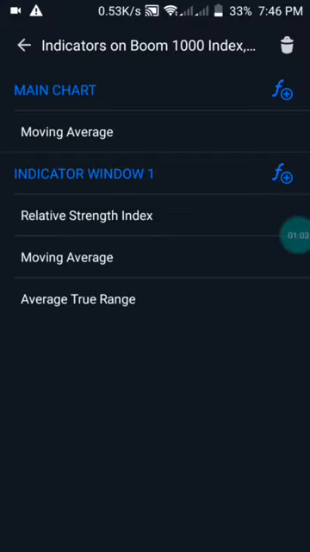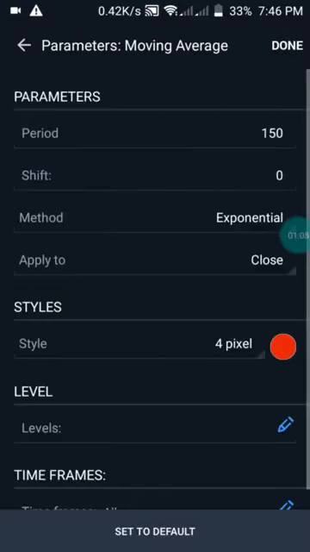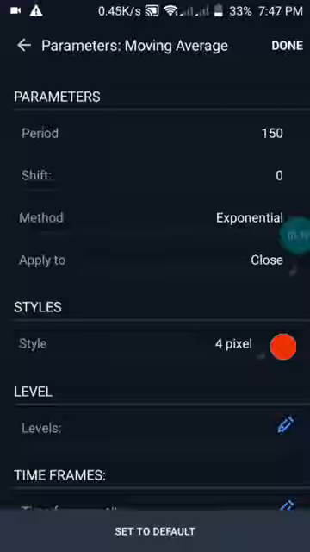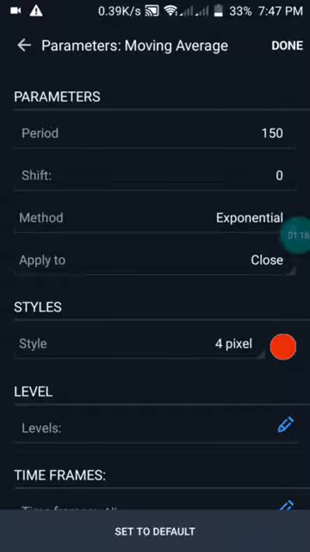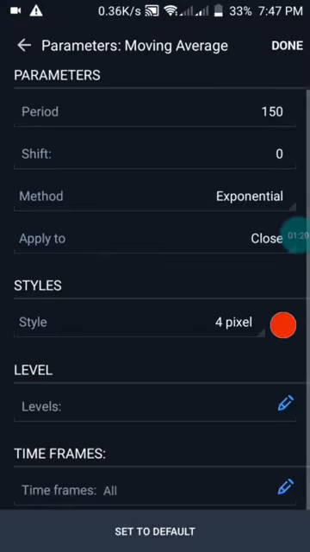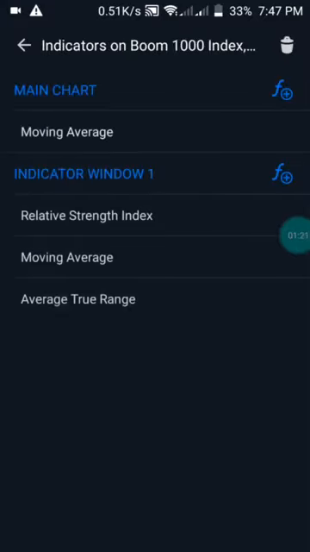On our main chart, we have our moving average with a period of 150 and a shift of 0. The method is exponential, applied to close. Then you can choose any color of your choice. Don't forget, you can choose any color you like. Then you press done.